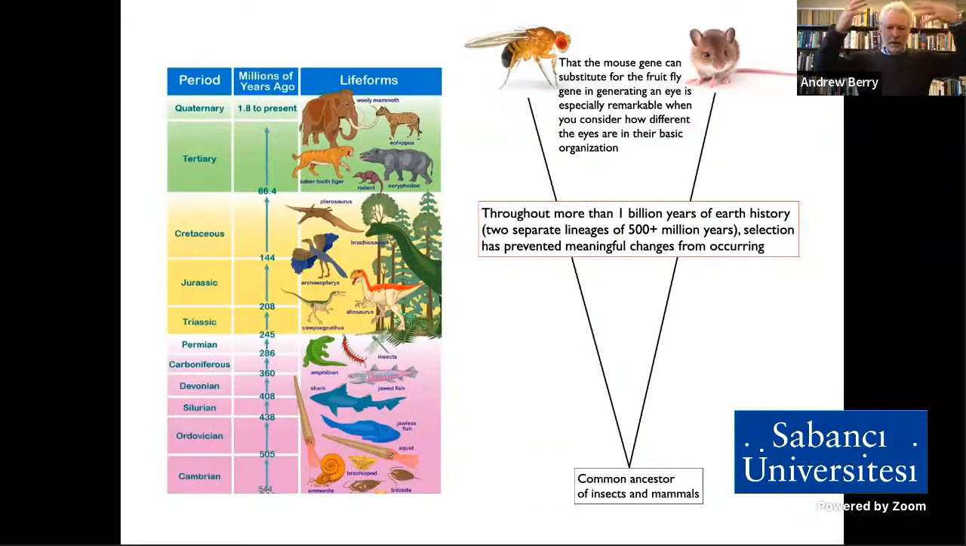Let's just make the point here. Here on the left, you can see basically all of the history of animals. Fruit flies and mice diverged. They had a common ancestor, probably, as I say, around 550 million years ago. So throughout that time, whenever a mutation has arisen which has changed that gene significantly, it's been eliminated by negative selection. And we're actually talking about 1 billion years of evolution because we've got two separate lineages here. 1 billion years of carefully constraining negative selection.